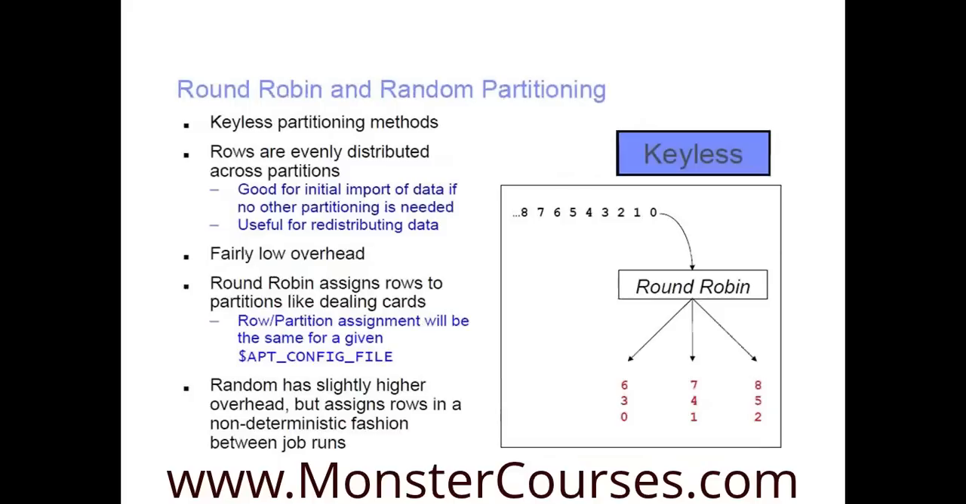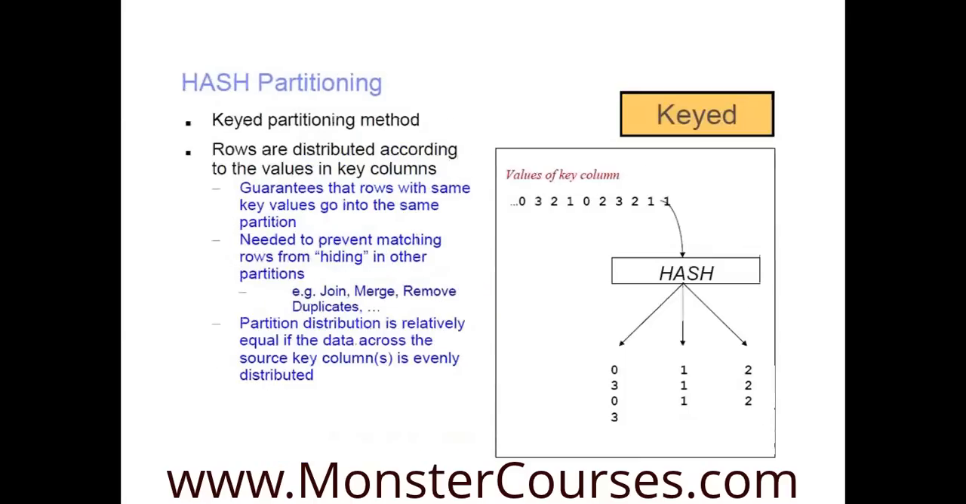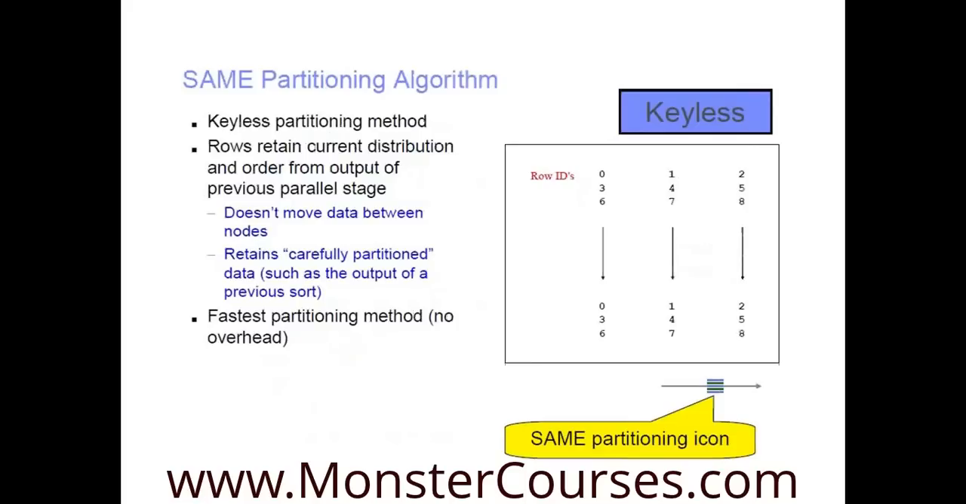So you got it right? See, even here you can see the icon. This means the same set of data goes to the same nodes here.